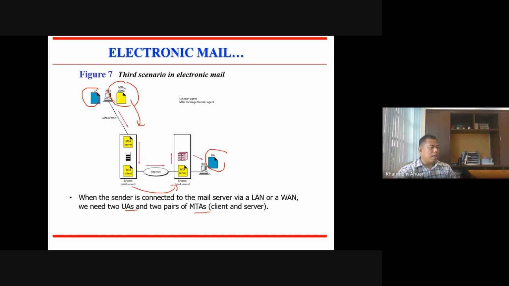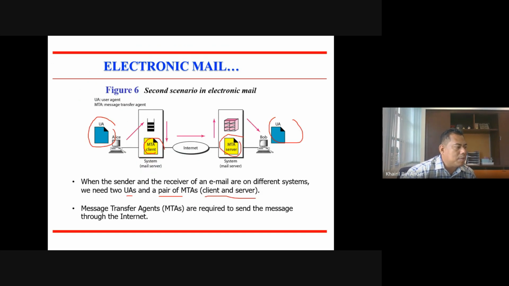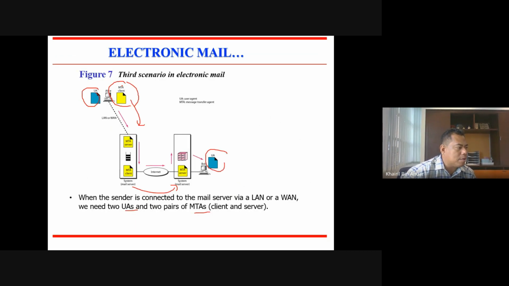So you have the client server communication between your end device and your server, and as the server receives it, it will forward it to the recipient mail server. Again it uses client and server type of communication. So you need two UAs and two pairs of MTA. Just now you had only one MTA, one pair. But here you will have two pairs, between this and this, and this and this.